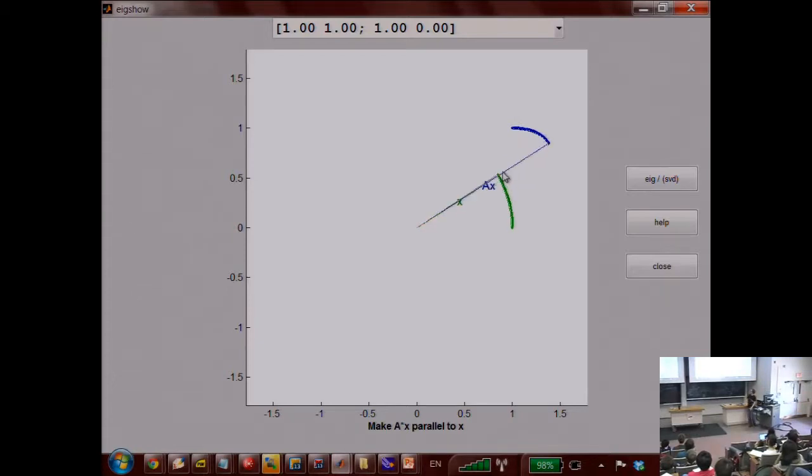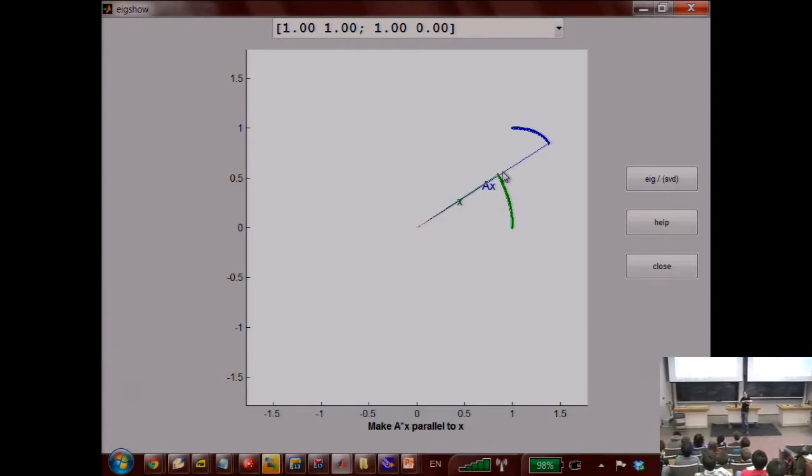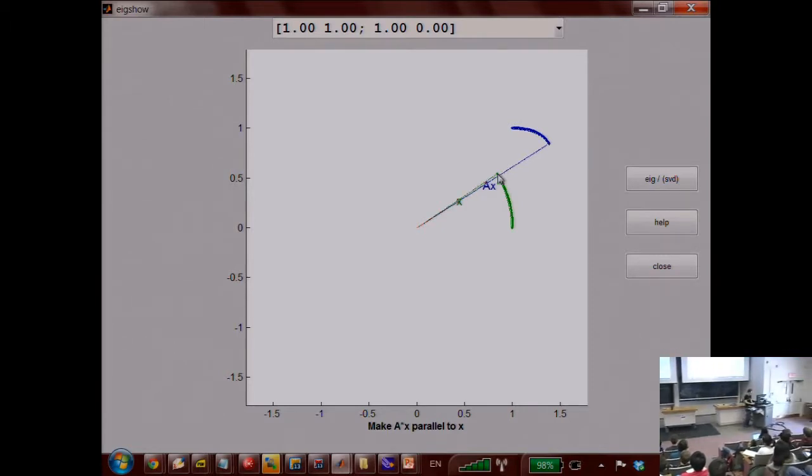Now here actually something interesting happens. This is some vector, I'm not sure what it is, but you see that for this vector, when you multiply by A, it just gets longer. It doesn't change its direction. So that's an interesting thing. A just scales this particular vector. Okay, so I'll keep going. Goes like this.